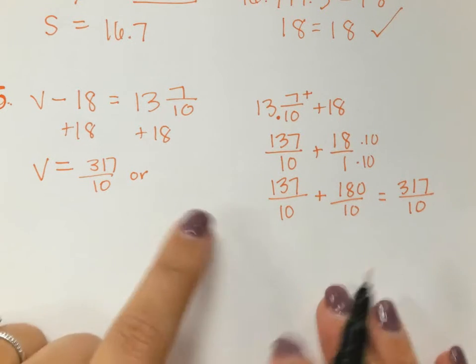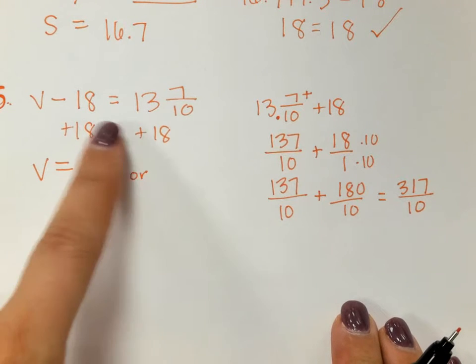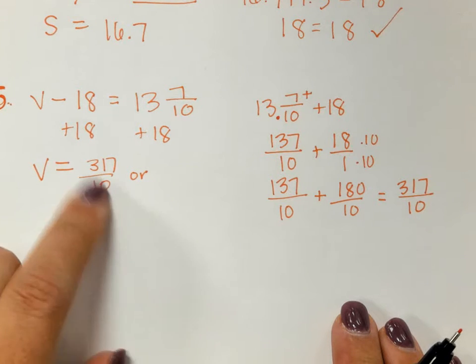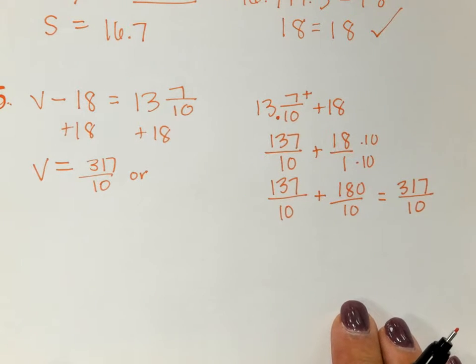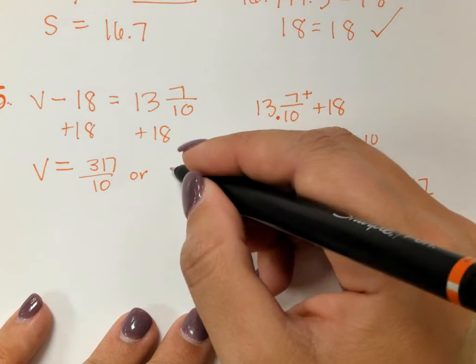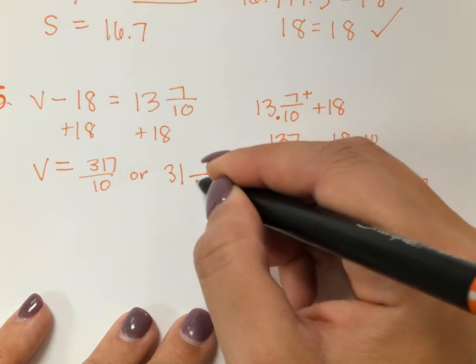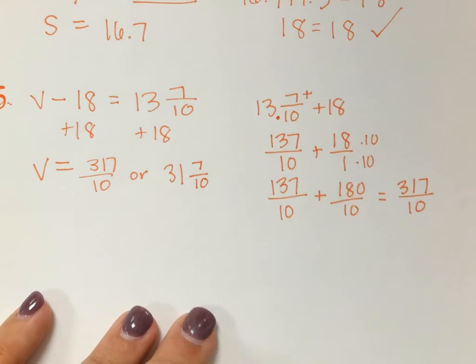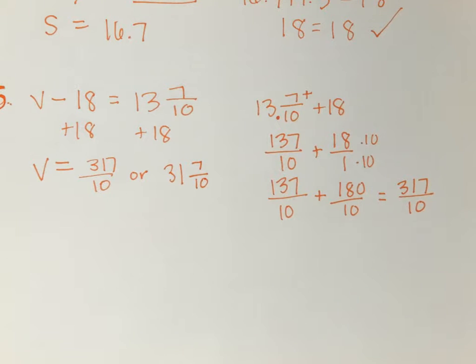Okay. So if I want to change this back to an improper or a mixed number, how do I do that? Dominique. Good. See how many times 10 will go into 317? How many times? 31 with how many left over? 7. The calculator is simplified. Very smart.